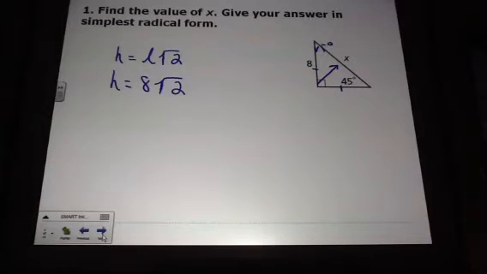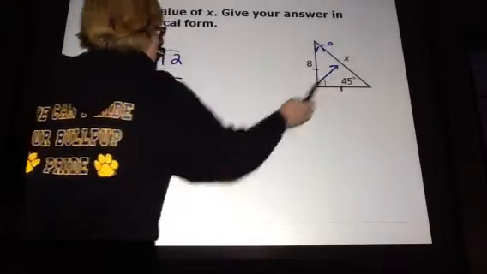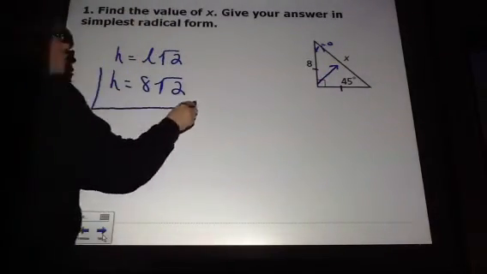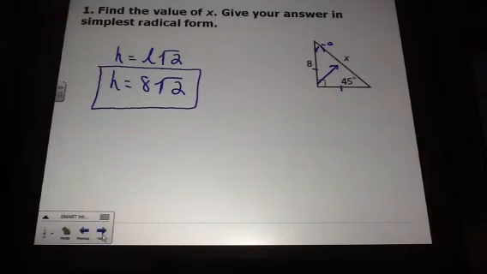That's it. Now, if you wanted to plug it all into the Pythagorean theorem and do 8 squared plus 8 squared, you're still going to get the same thing. But that's why we use these shortcuts, 45, 45, 90. You can immediately find out that the hypotenuse is 8 times the square root of 2.